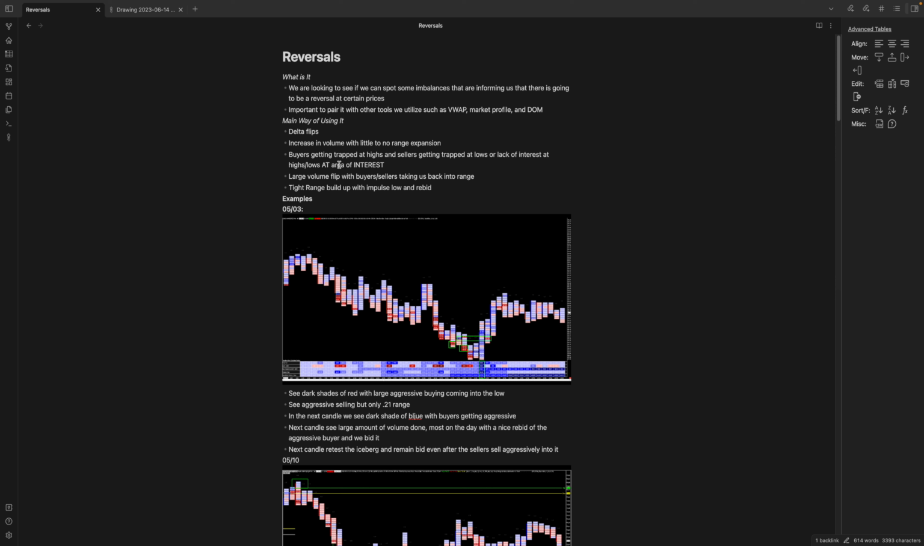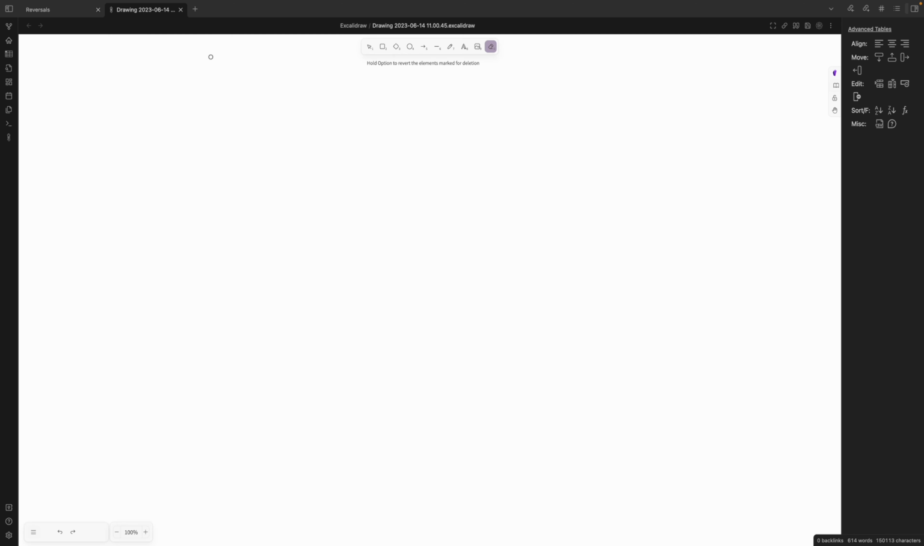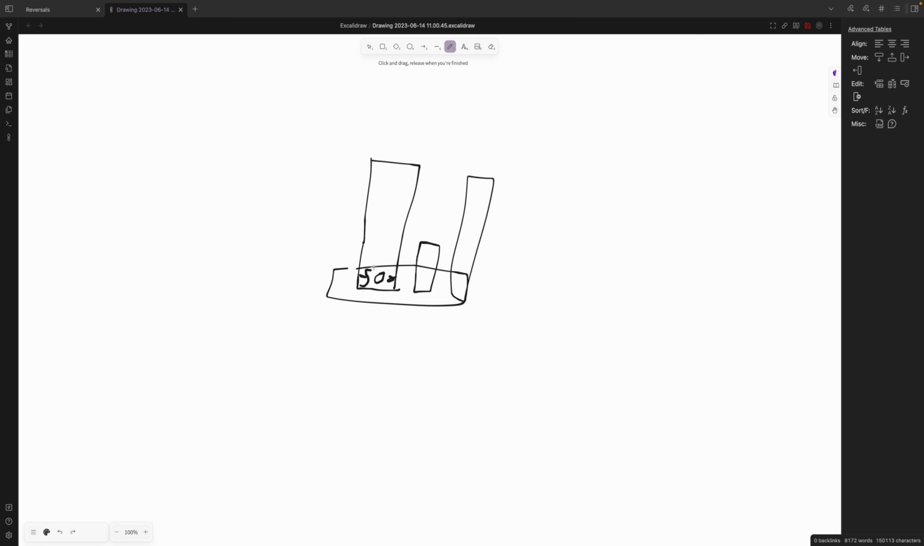Next up is buyers getting trapped at highs and sellers getting trapped at lows, or lack of interest at highs and lows or at areas of interest. So when I say that, we have our footprint. Let's say we see a large aggressive 500 to sell here. We'll pretend that this is a delta footprint, negative 500 here. But you can see in the next candle, it doesn't even break the low, and we start to go up. Now this person that sold 500 is going to have to cover, and they're going to cause a move up.